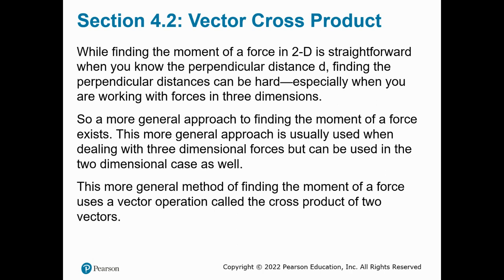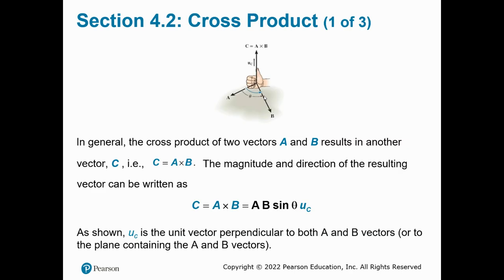So in the 2D case, it's pretty straightforward when you know the perpendicular distance. If you do know the perpendicular distance, multiply the force by the perpendicular distance, and we can find the magnitude of the moment. Now, a more general approach to find the moment of a force is using the cross product. This is very useful when you're seeing problems in 3D. I will show you some examples in a little bit, but by definition, let's talk about what the cross product is.